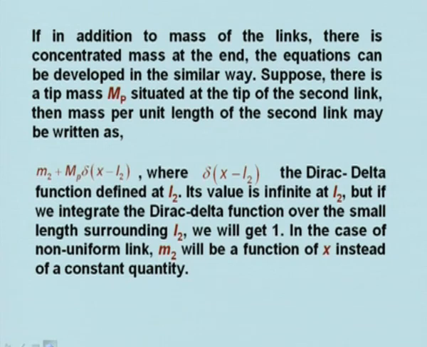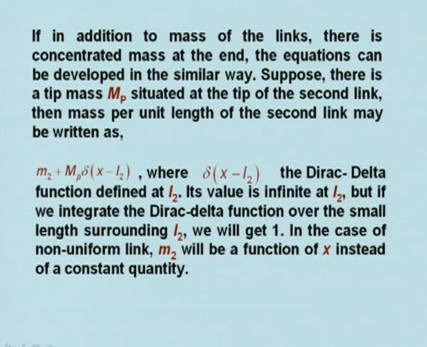If you have got concentrated mass, then suppose there is a tip mass, for example MP, which is situated at the tip of the second ring. Then the same type of expressions can be developed, but the mass per unit length of the second ring may be written as m2 equals mp times delta(x minus L2), where mp is the tip mass.